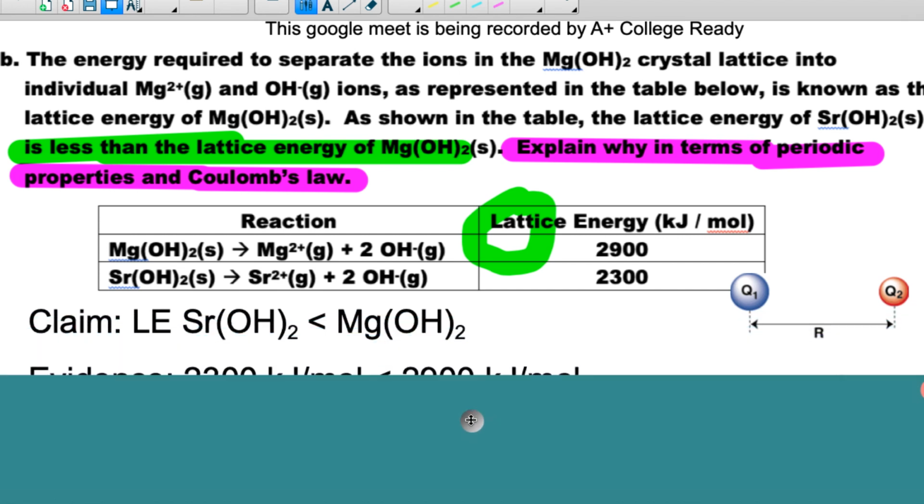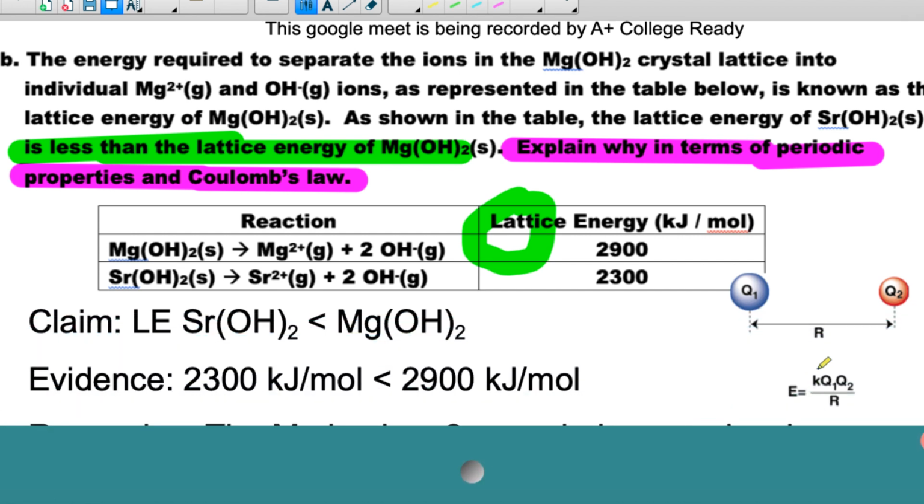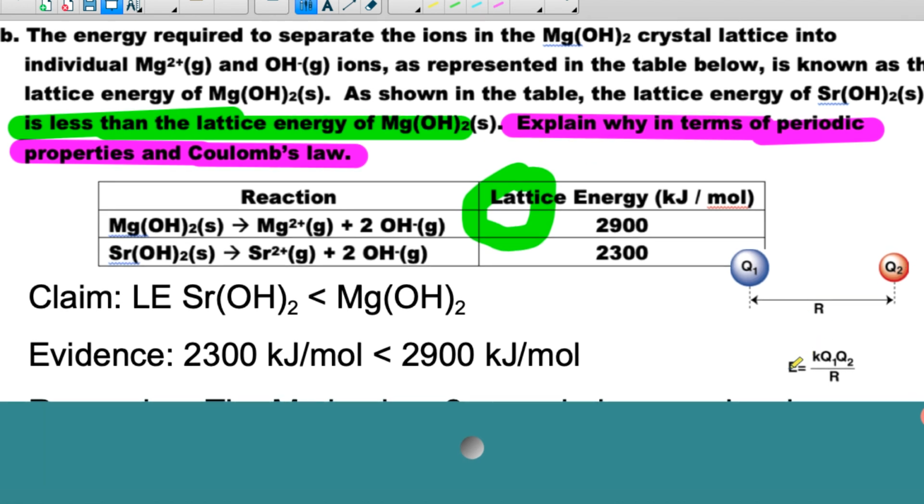Well, Coulomb's law, for those of you that have forgotten, is a function of how far apart two things are and how big the charge is, Q1 versus Q2. So the equation is the force or the energy is related to the charge of one ion times the charge of the other ion divided by the radius. So our claim is that the lattice energy of strontium hydroxide is less than magnesium hydroxide. There's no need to repeat that. The evidence, 2300 is less than 2900. Also, no need to restate this. That's already given to you in the question.